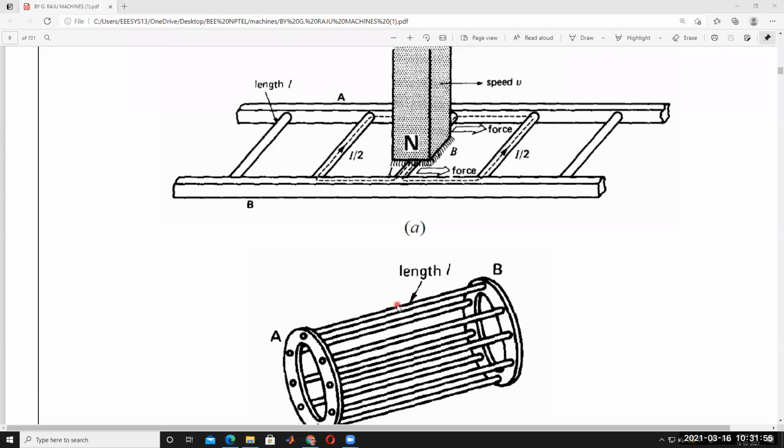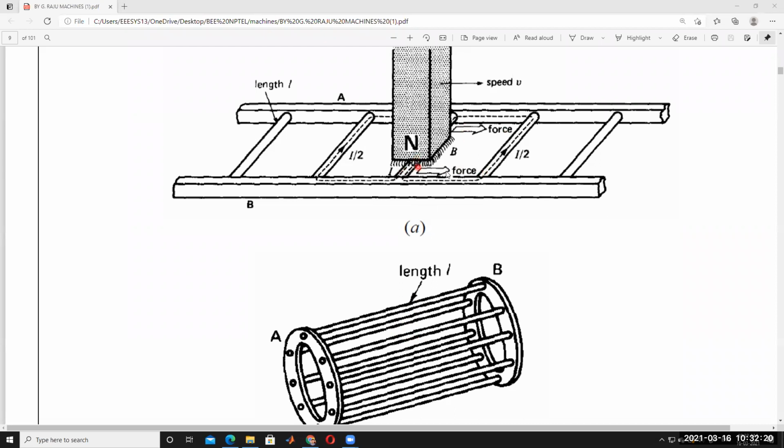That rotating field cuts the rotor conductors, and then EMF is induced in the rotor conductors, and because of that induced EMF, current is developed. Because of that current, some amount of force is developed. That force is called Lorentz force. Because of that, the rotor is also trying to move in this direction.